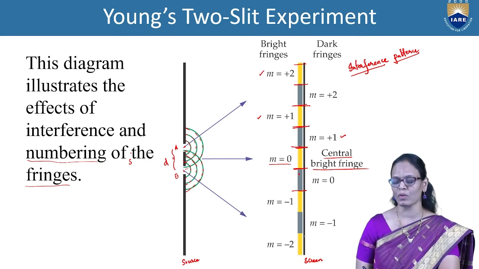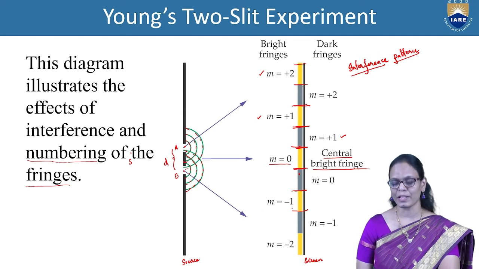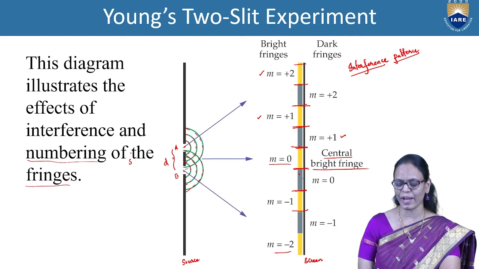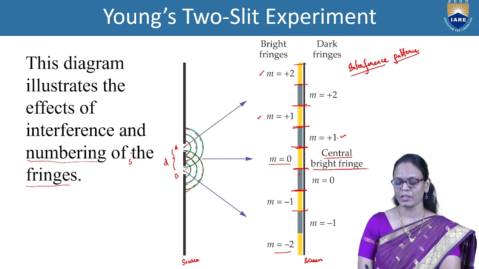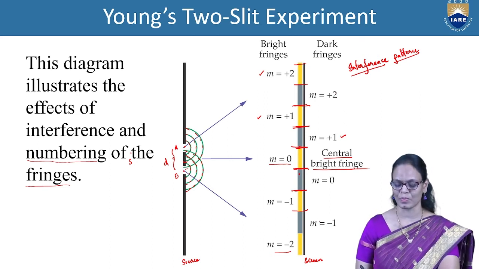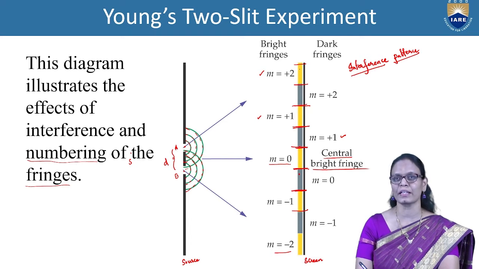Now if you see below, we are taking m equal to -1. This is the bright band on the other side, m equal to -1 and m equal to -2. Now we will see the dark bands also. This is the dark band which is represented by m equal to 0. This is the dark band in the upward direction, so m equal to +1 and m equal to +2, and m equal to -1. So what you see here is a central bright fringe with bright and dark fringes alternating, and that is how we number them.